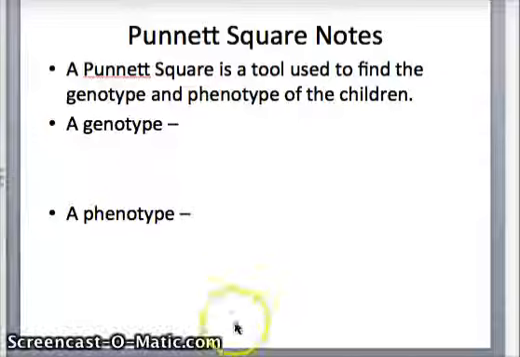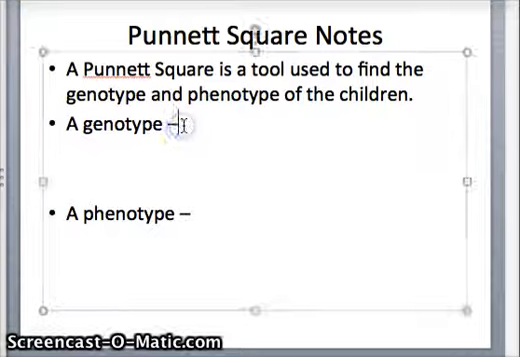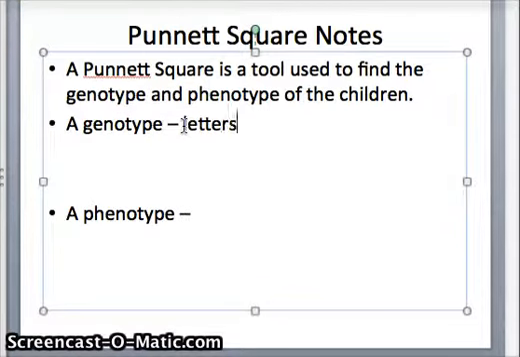Alright, so this one's not going to be the best one because I don't have the board to write on, but I'll just quickly go through it. So genotype, remember these are the letters that you use, or the genes. The phenotype is the trait. And what we're trying to do is use a Punnett square to determine the probability that we get certain genotypes and phenotypes of our children.